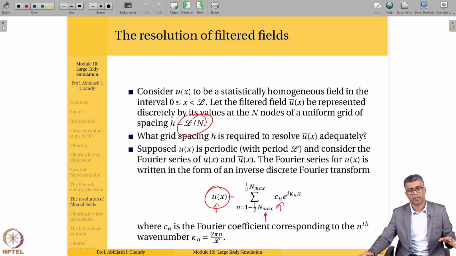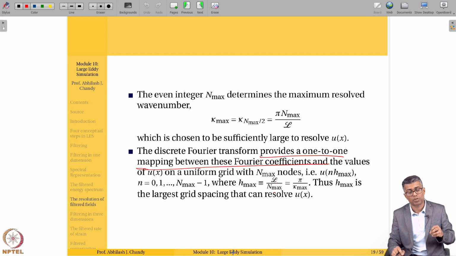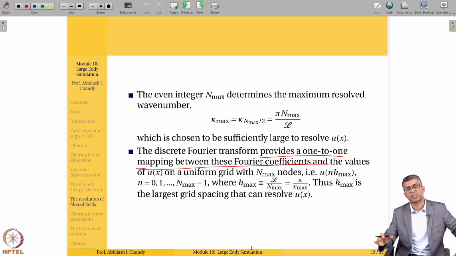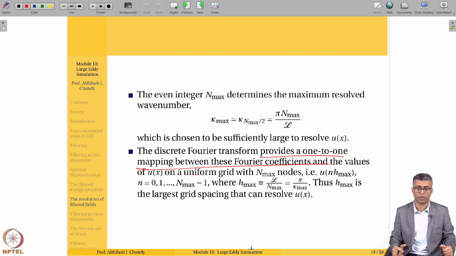Now the same thing, if I were to calculate the maximum resolved wave number, kappa max would be kappa corresponding to Nmax over 2, right? The number of grid points is Nmax, but the wave number is half of that, remember, because you're going from negative to positive, isn't it? So kappa max would be pi Nmax over L, which is obviously sufficiently large to fully resolve u of x. So that kappa max is the maximum resolved wave number, and the grid size corresponding to it is h max, which is basically L over Nmax, total box size divided by total number of grid points, if it was DNS.